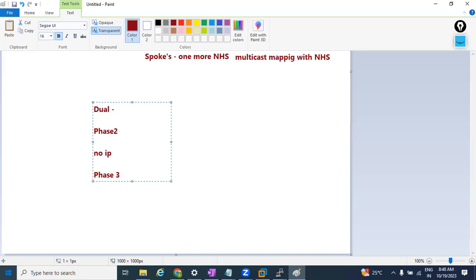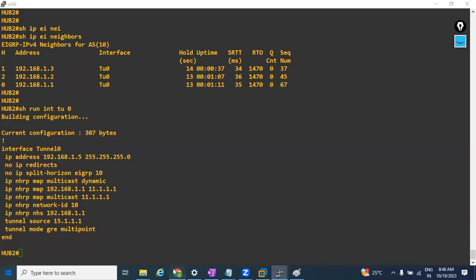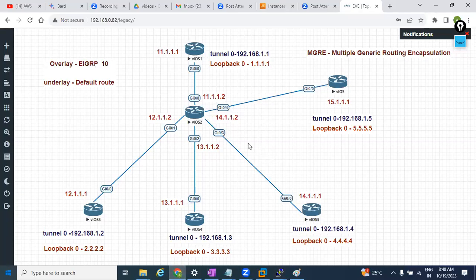No ip next-hop-self eigrp 10. You have to use that on both the devices. Then bring all the interfaces down, then up. After that, the neighborship will be up, and packets start exchanging directly spoke to spoke instead of via the hub. After that, you have to try with phase 2 and then phase 3.